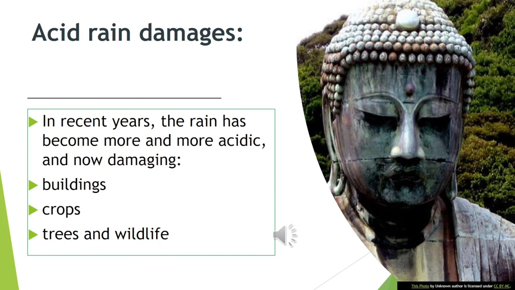All rain contains some weak acids because the water reacts with the gases that occur naturally in the air. But in recent years, the rain has become more and more acidic, and it is now damaging buildings, crops, trees, and wildlife.